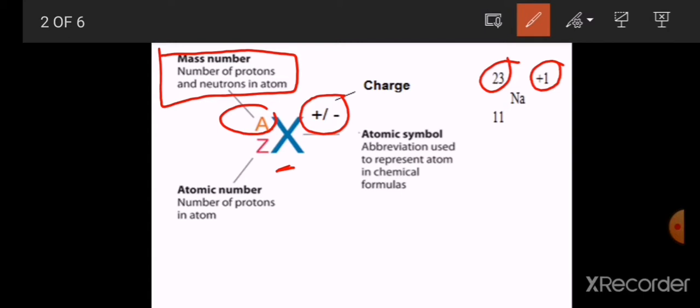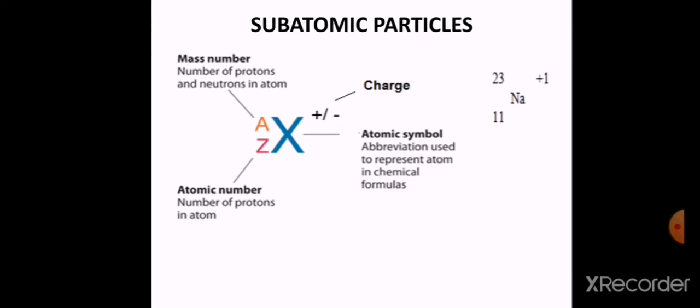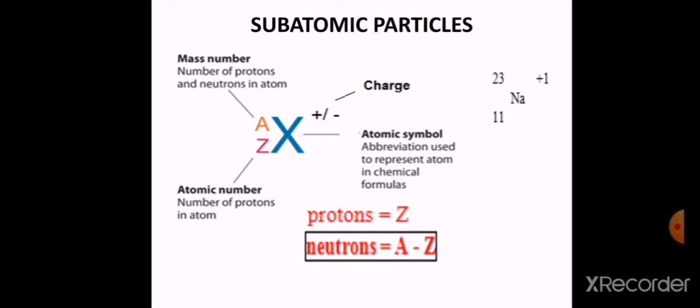Dito naman sa lower left side ay ang Z or atomic number. Okay, ito sa 11 naman for sodium. Okay, so paano to gagamitin? Ano yung mga formula? Okay, so protons is always equal to the atomic number. Ito yung letter Z. And for neutrons, laging tatandaan, mass number minus the atomic number or the A minus Z.